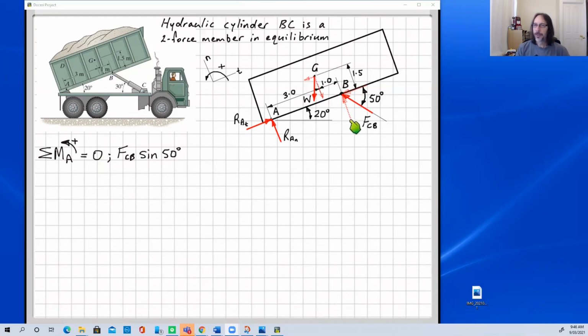So I started here with FCB sine 50. Can you see which one that is? Will that be this component or will it be this component? The normal component or the tangential? If you look at this angle here, 50, this is our triangle that we're using for Pythagoras. Then this here is the opposite side, which is the same length as here.